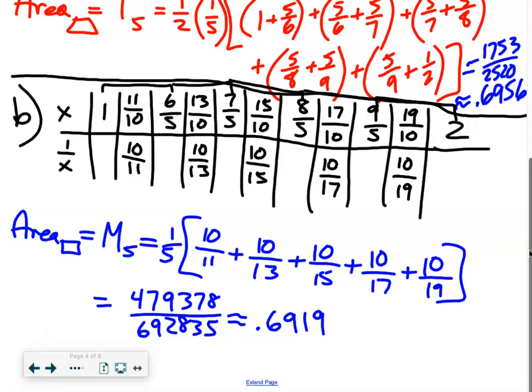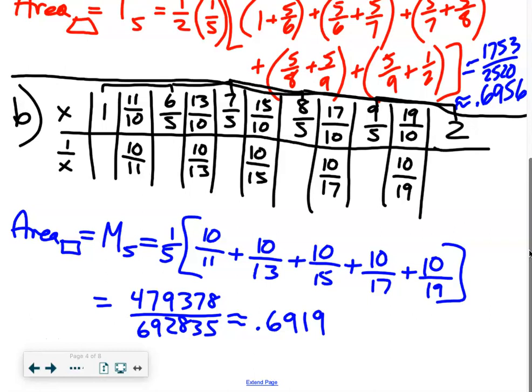All right, trapezoid, half times the width times the sum of the bases. Rectangles, just width times height. Rectangles are easier. Any questions about trapezoids or rectangles, parts A or B?